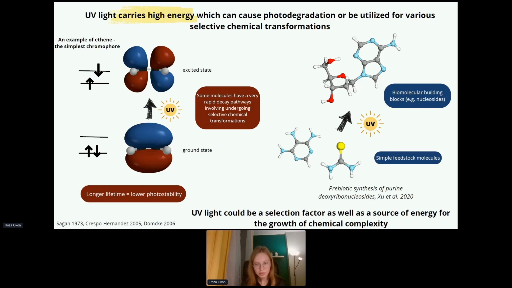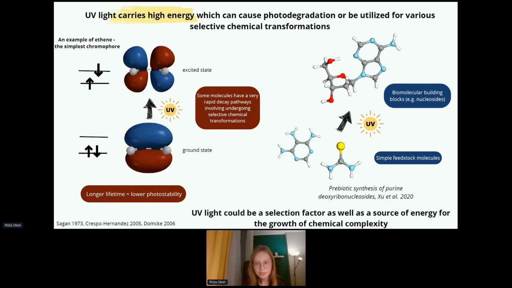And considering these two scenarios, we can think about UV light as a factor which can play two very distinct roles. At first, it can be a selection factor, which can lead to the photodegradation of molecules which are not very photostable, which have very long excited state lifetimes and can undergo many undesirable chemical transformations.